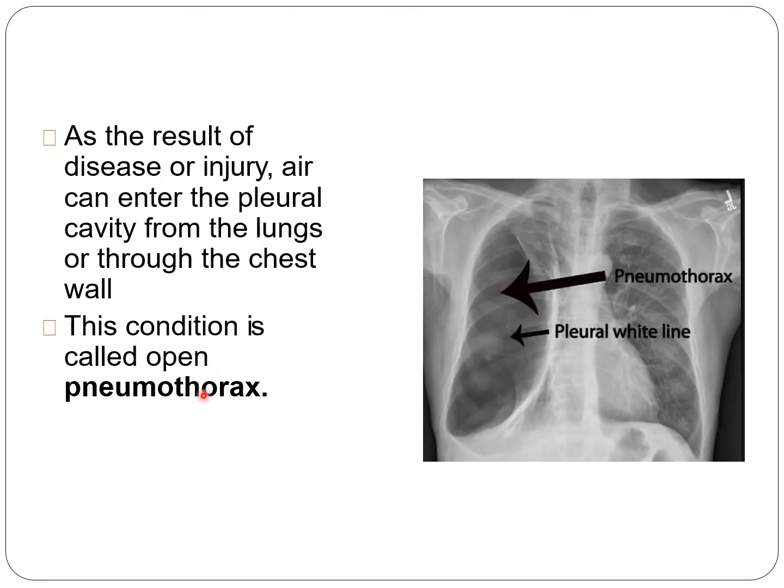A fourth condition is pneumothorax. Pneumo means air. As a result of disease or injury, air can enter the pleural cavity through the lungs or through the chest wall. So when there is air in the pleural cavity, that is called a pneumothorax. Here you can see this white line. This is the pleural white line. This is the presence of air. So air pushes the pleura and its lung toward the mediastinum, and you can see the collection of air here. That is called a pneumothorax.